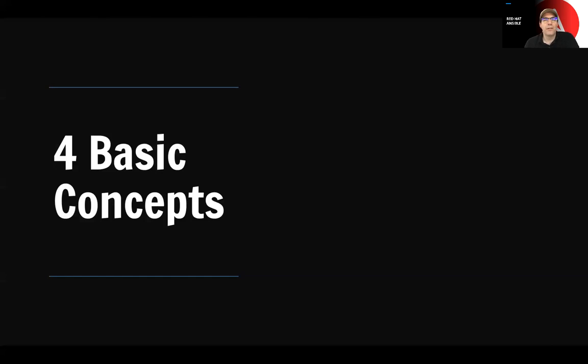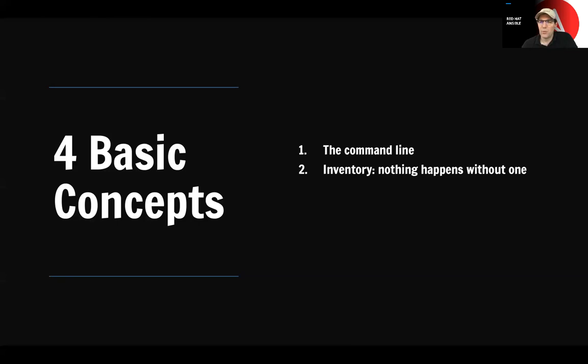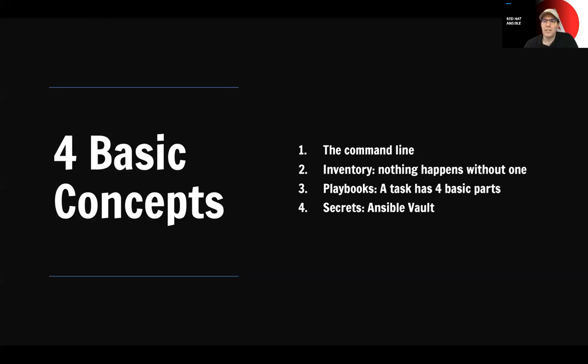So I think for anybody that is more or less uninitiated with Ansible, there are probably 4 basic concepts to discuss, and I think all of these are pretty valuable in terms of network automation in particular. So in terms of the command line, we'll talk about that here momentarily. We'll also talk about the inventory and the fact that really nothing happens from an Ansible perspective if you don't have an inventory. It is a core concept there. We'll also look at playbooks and specifically tasks and the basic parts of tasks. And we'll look at secret management.